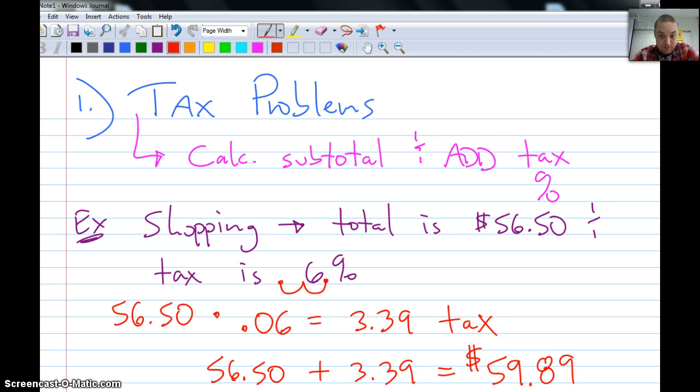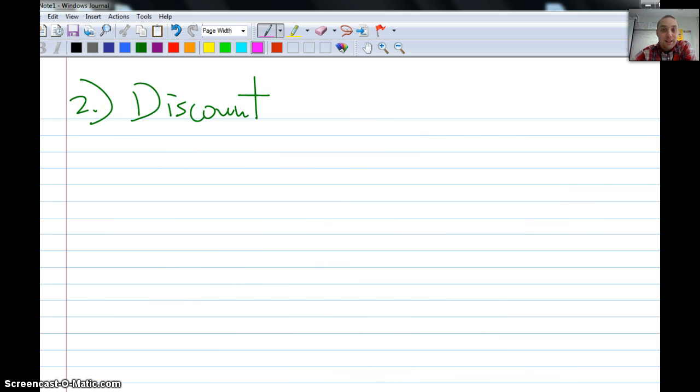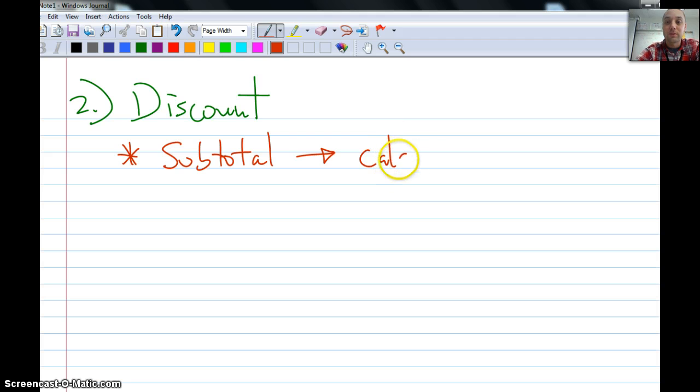So that's tax. So our second kind of problem is discount. It's going to be the exact same thing as the tax. And here it goes. What we're going to do is we're going to have our subtotal. Most of the time it's going to be dollars. Then we're going to calculate the percent using our decimal trick and using multiplication. And then when it's a discount, instead of adding it on, we're going to subtract it from the subtotal.